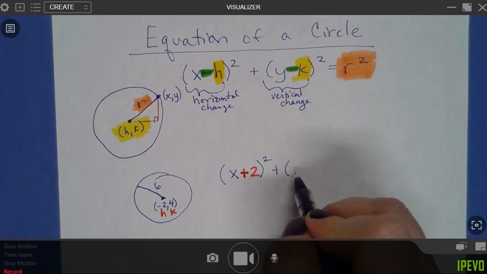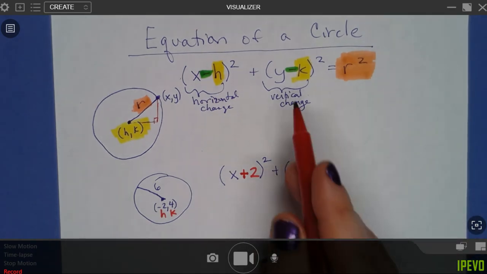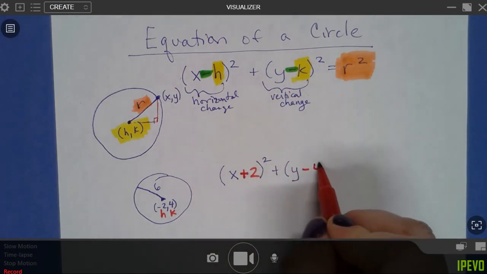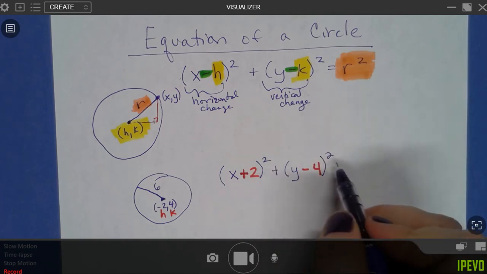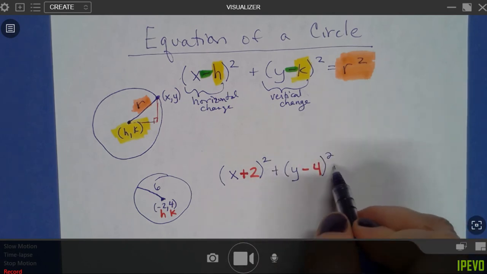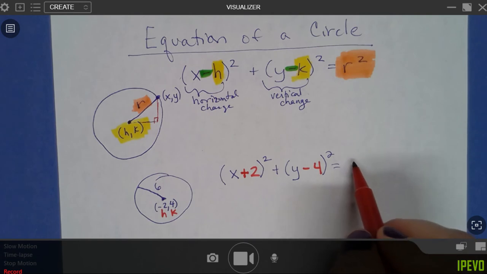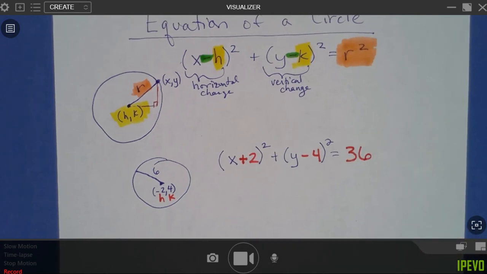And then we have y minus our k, so y minus 4. And then don't forget we square each part, equals r squared. Well, my r is 6, so r squared is going to be 36. 6 times 6 makes 36. And now you have your equation of a circle.